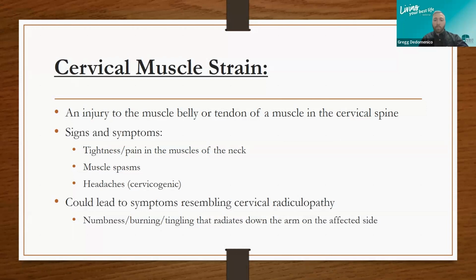Tight muscles or a muscle strain could also lead to symptoms resembling something called cervical radiculopathy. This is when the nerves of the neck, like we discussed before, exit the spine and travel down the arm. They have to travel through these muscles. And if these muscles are incredibly tight, they will pinch on these nerves and create numbness, burning, or perhaps tingling that radiates down the arm on that affected side. So if a right side muscle is tight, it could pinch on those nerves and cause any of these symptoms down the right arm.